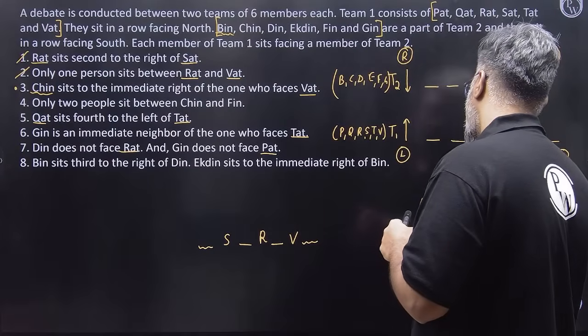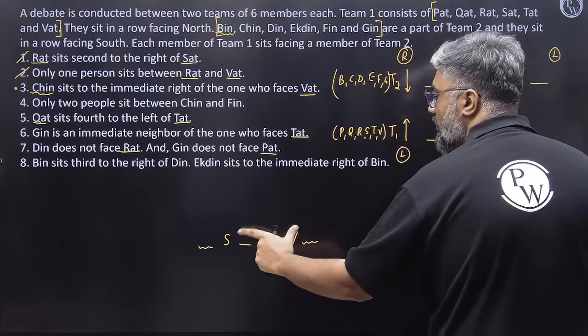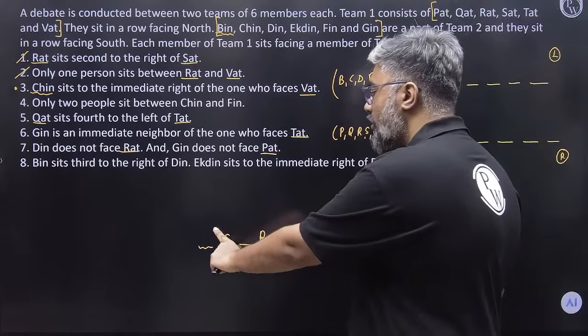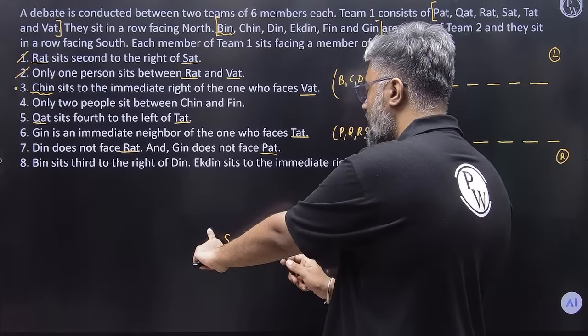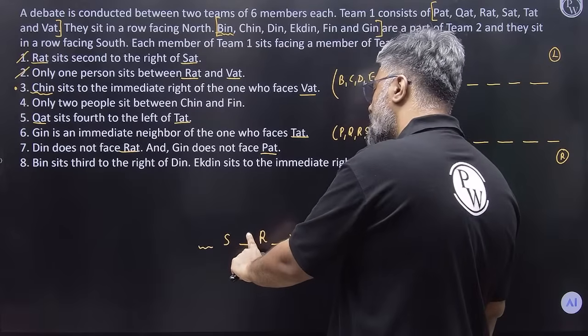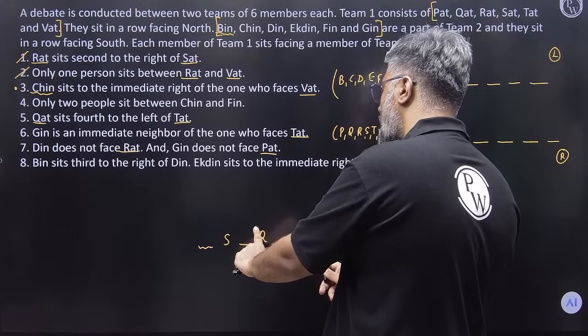Q is 1, 2, 3, 4. This should be plugged in here somewhere, right? Q dash dash dash T. Yes. Q, if this is Q, dash dash dash T. Does it work? Yes, it works. If this were Q, dash dash dash T, it would still work.